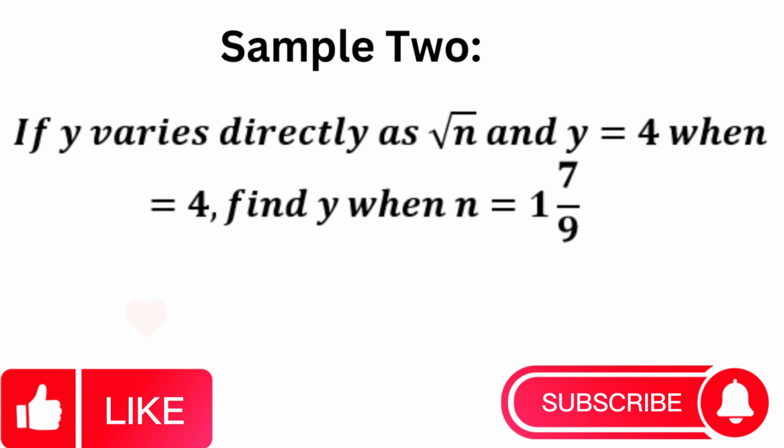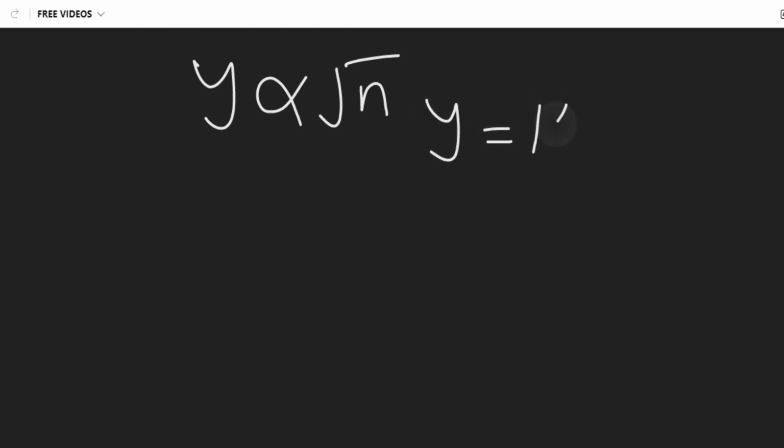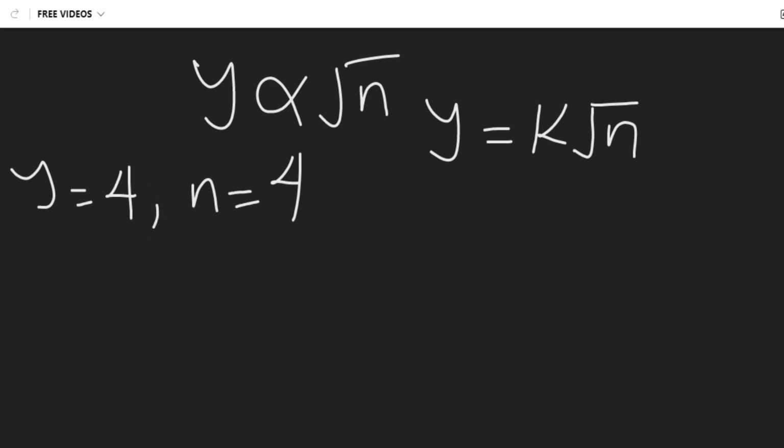You can also be given some similar questions like this. The question says, if y varies directly as square root of n, now, this will give us our y to be equal to k times square root of n. So, having given that, we are given our y to be equal to 4, and then our n is equal to 4. And we are asked to find y when n is equal to 1 whole number 7 over 9.